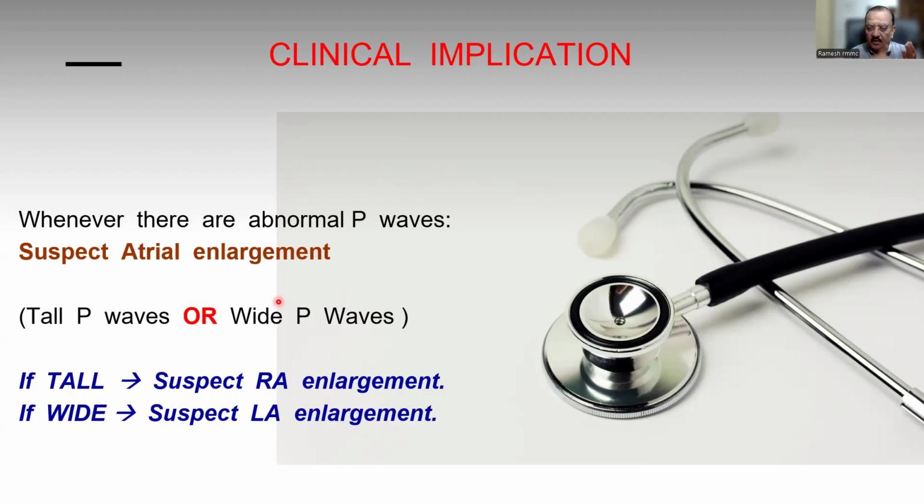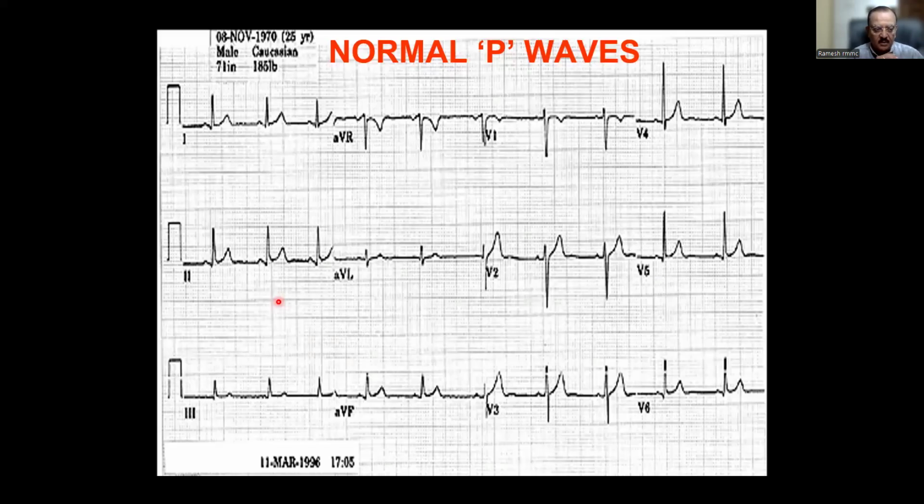Simple. So you will not only diagnose the atrial enlargement, you will also say which atrium is enlarged, right atrium or left atrium. I will show you some ECGs. You tell me, is it a normal P wave? Concentrate only on the P wave now. Don't look at anything else. Which lead did I tell you to look at?